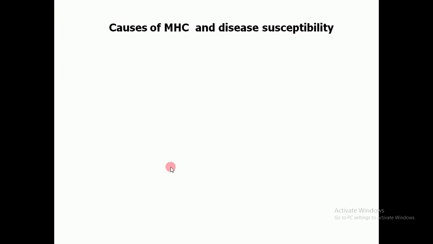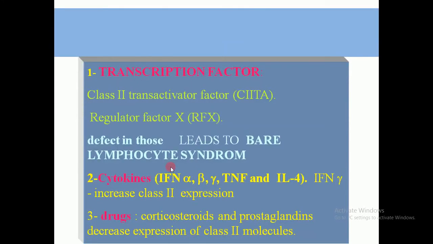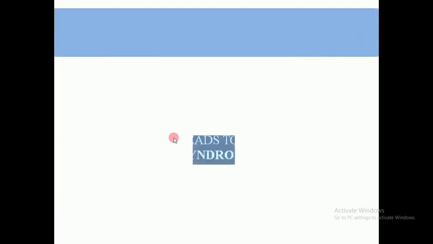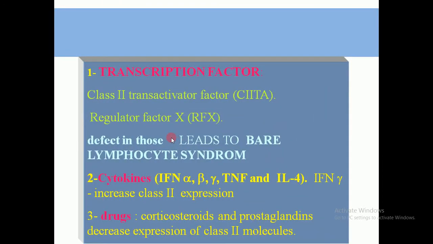Causes of MHC. What is the control of the HLA allele production? First, transcription factor, class 2 transcription factor. This is class 2 transcription A factor. Regulatory factor X, regulatory factor X. Defect in these two factors leads to bare lymphocyte syndrome. Second, cytokines, which are alpha interferon, beta, gamma, tumor necrosis factor, interleukin 4.